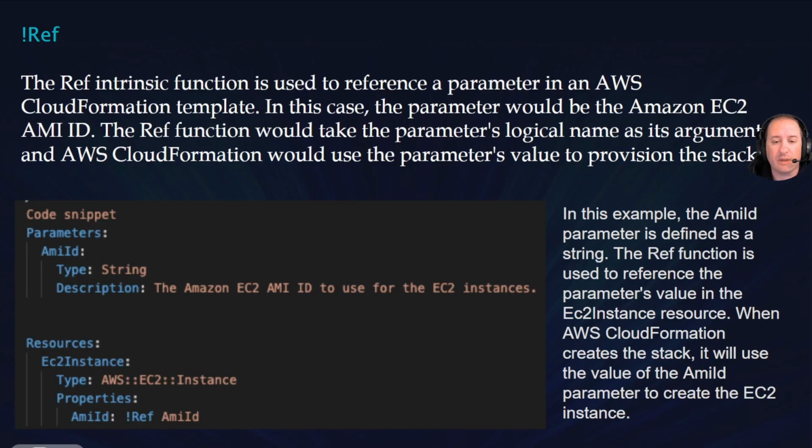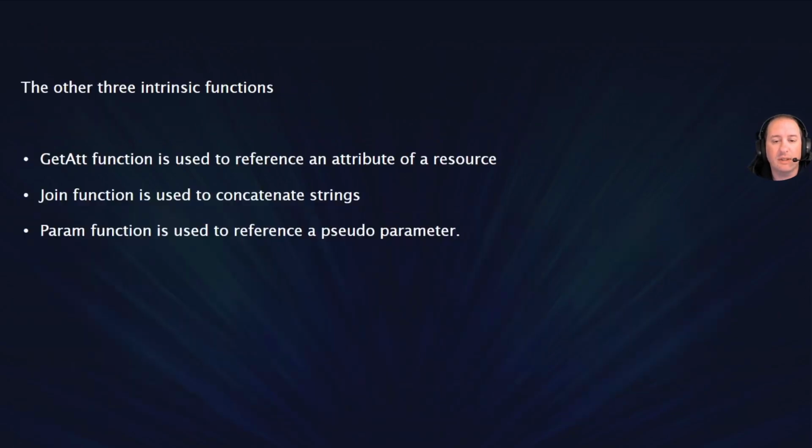This will allow you to reuse it even multiple times if need be in your CloudFormation template. So let's take a look at what the others do, just to understand why those aren't the correct answers. Get at is actually used to find attributes of a resource that you've defined. The join is used to concatenate two strings. And the param is used to get the reference to a pseudo parameter. So none of these are looking at what we need.